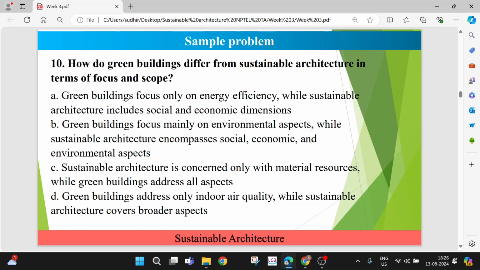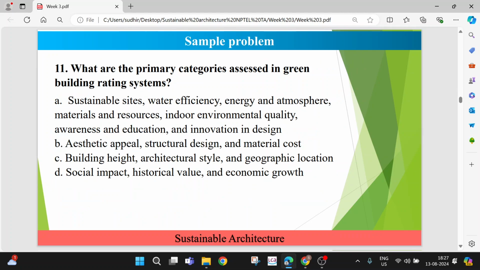As the term green building suggests, it mainly focuses on the environmental aspects. That is the right answer. So I think all of you have given the correct answer. No further discussion is needed. So shall we move to the next question, question 11? Yes, sir. Okay. So this is question 11.